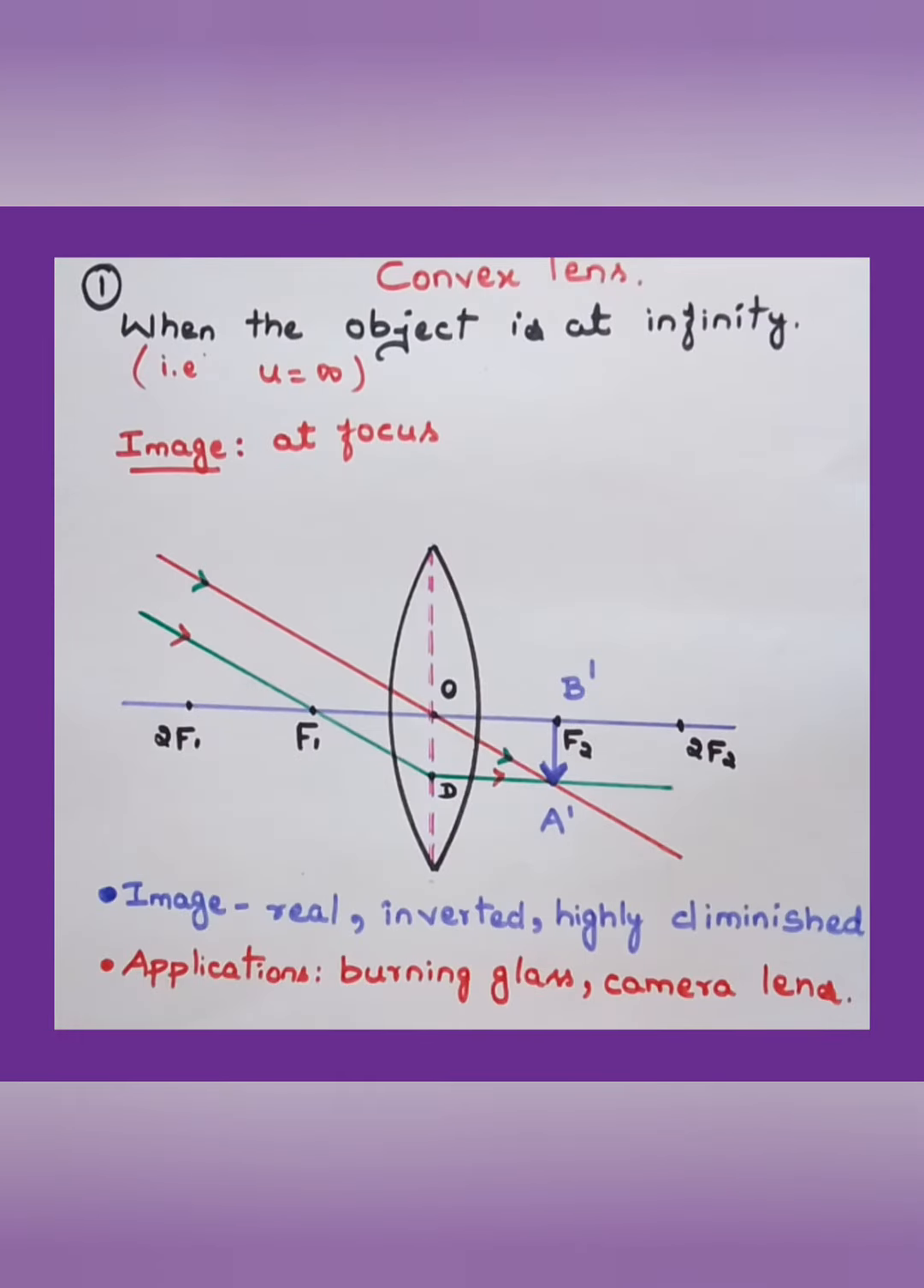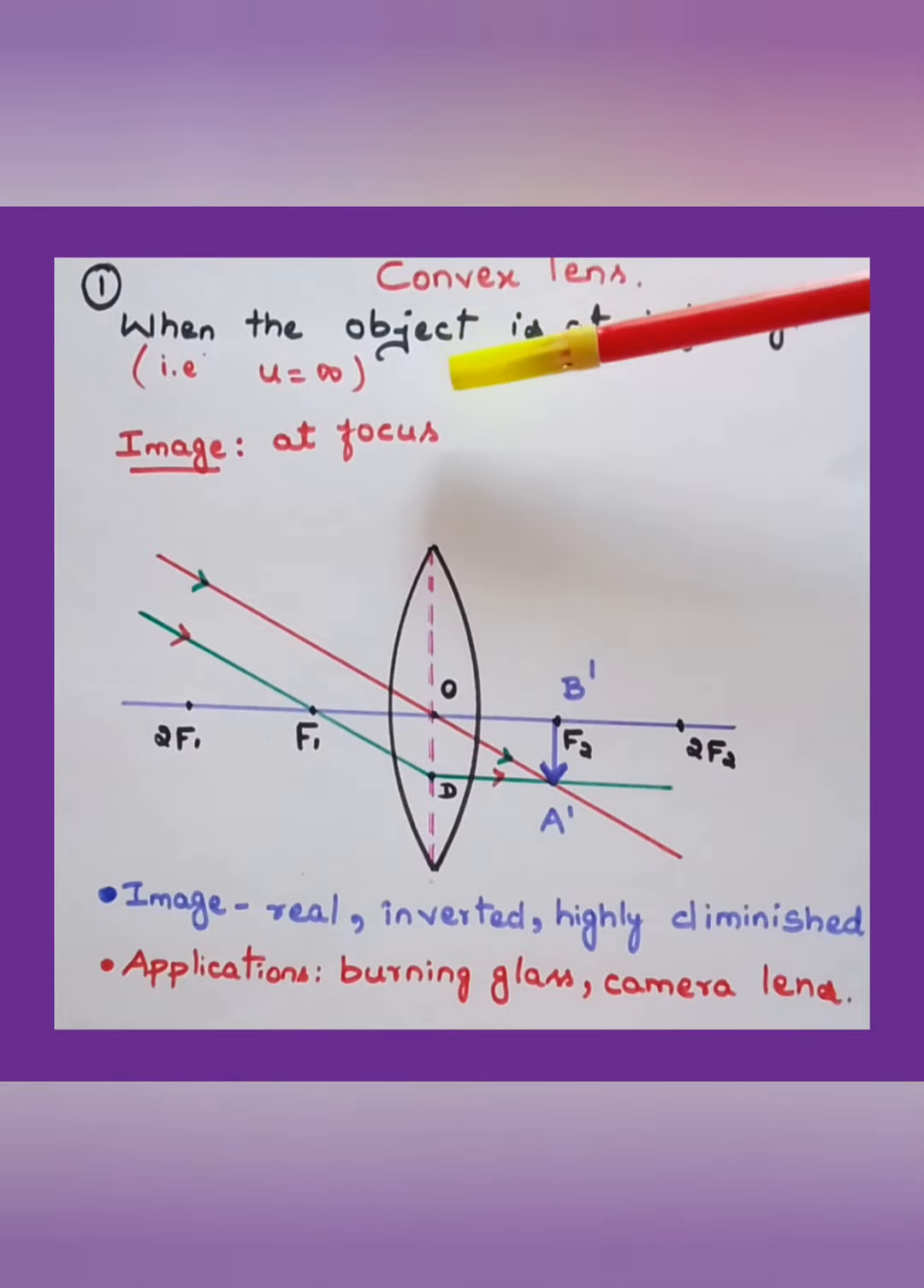Let's move to the ray diagrams. I have already drawn them in order to explain it, otherwise it will be time consuming. So the first point, when the object is at infinity, in case of a convex lens, we are going to learn these ray diagrams. Then we will move to the concave lens.